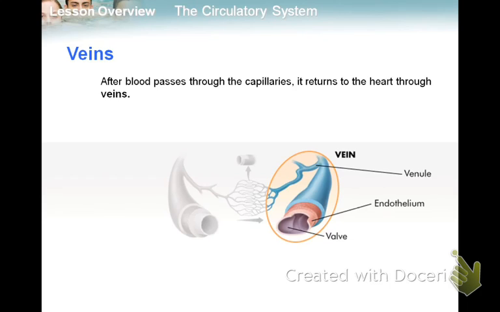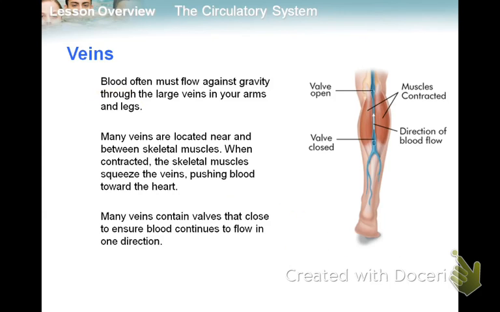Blood returns to the heart through the veins. And what I want you to think of when you hear the word vein is the word valve. We'll talk about that in just a second. Blood has to flow against gravity through the large veins in your arms and legs because our legs are down and our arms are down. So veins are located near and between skeletal muscles, and when those muscles contract, they squeeze the veins and push blood towards the heart. Veins also have valves that close to make sure that there's no backflow of blood.